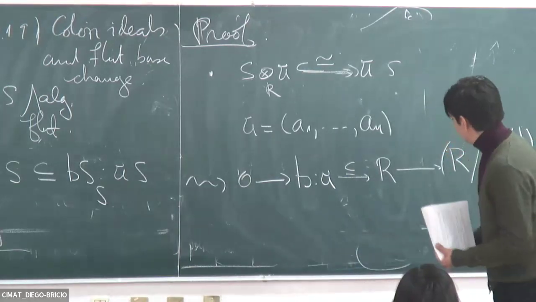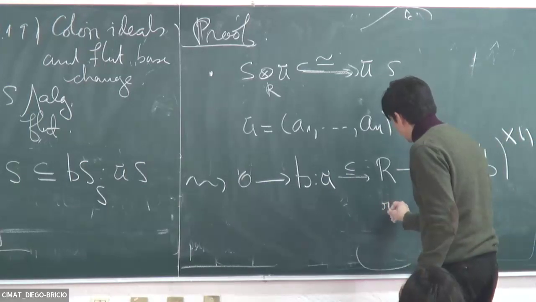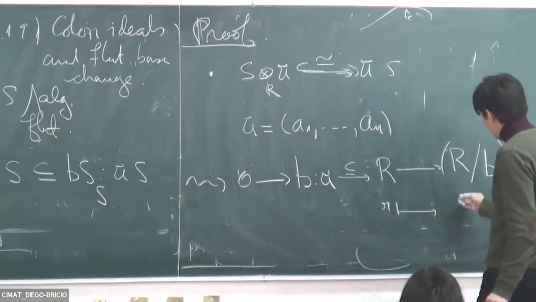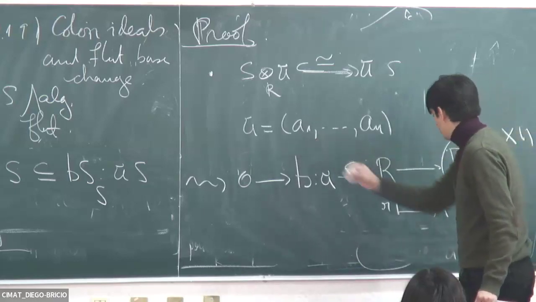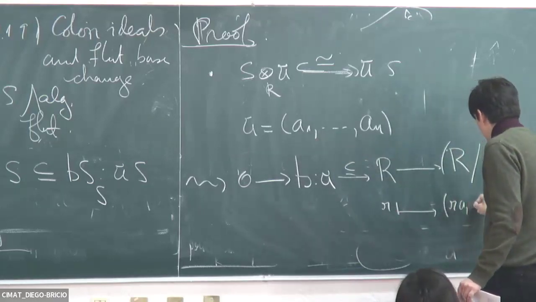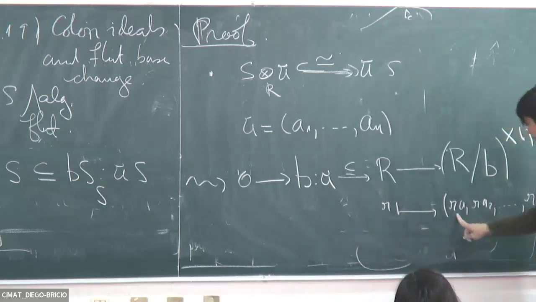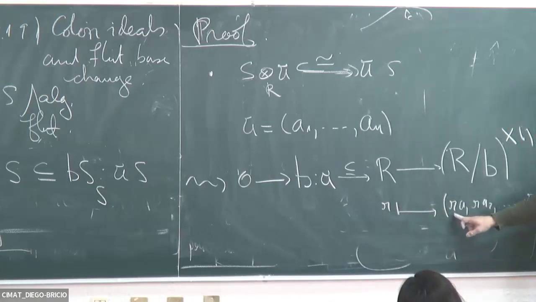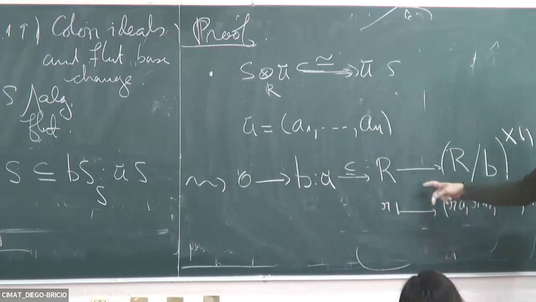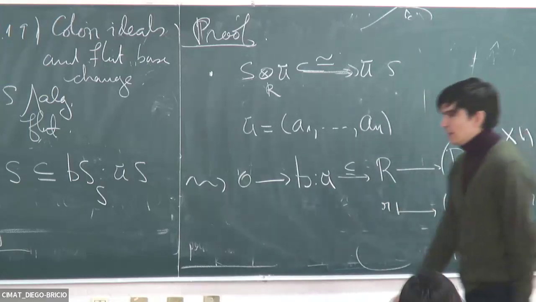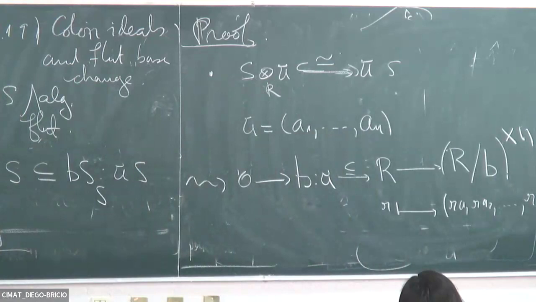So what is this map? This map takes little r, and what you do is that you multiply by every single one of these: a1, a2, and so on up to an. And I'm looking at the kernel of this. What is in the kernel is an element of R such that it is killing this process, but killing here means modulo B. So it means that r a1 is in B, r a2 is in B. So literally the colon ideal is the kernel of that map.